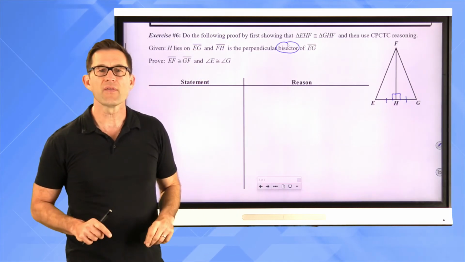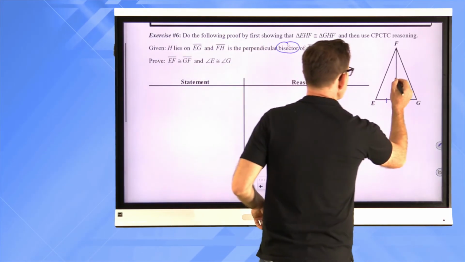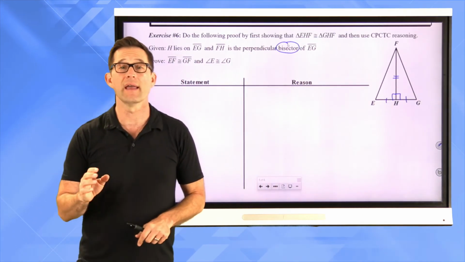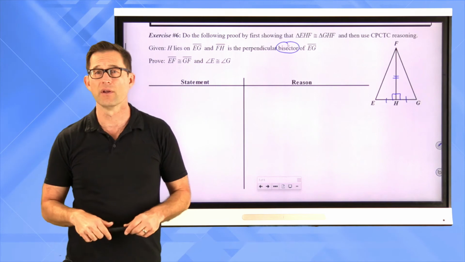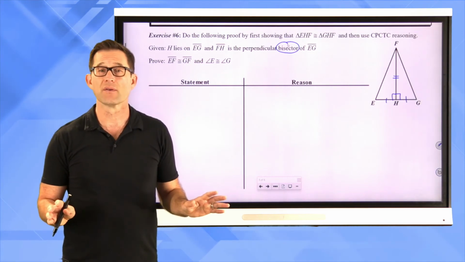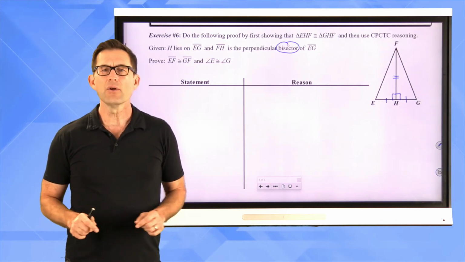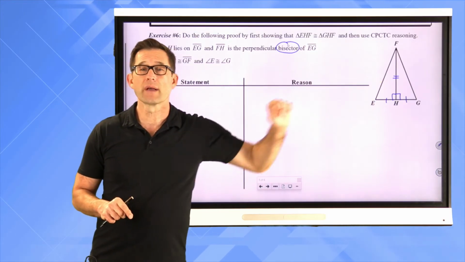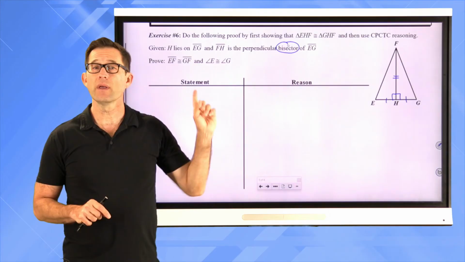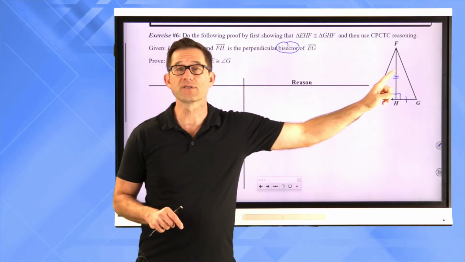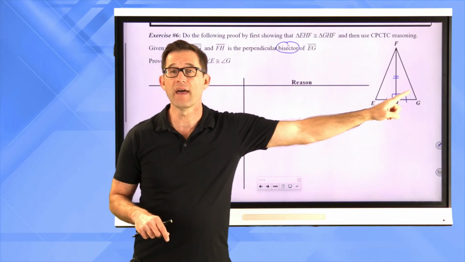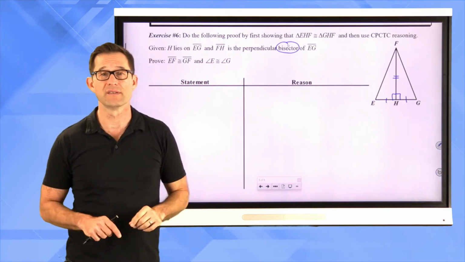So just like in the last example, the final side that we're going to use is right here. It's that shared side, HF or FH, depending on how you want to look at it. So we can use side angle side here. Now it's going to get a little bit involved, and I'll show you why. But once we've proved those two triangles are congruent using SAS, we can then just claim that EF is congruent to GF by CPCTC, and that angle E and angle G are congruent by CPCTC.